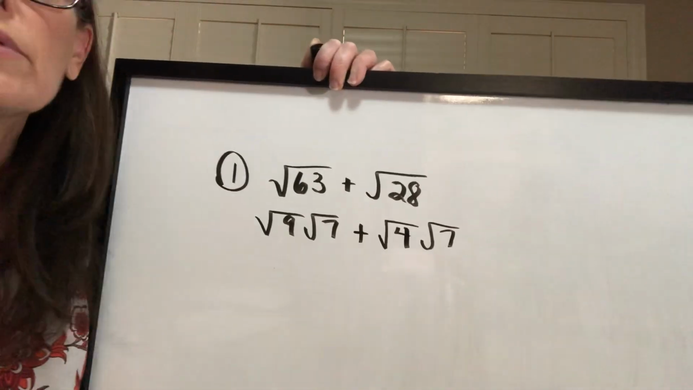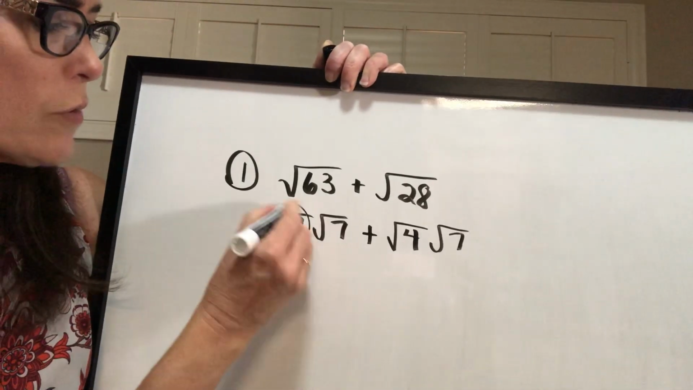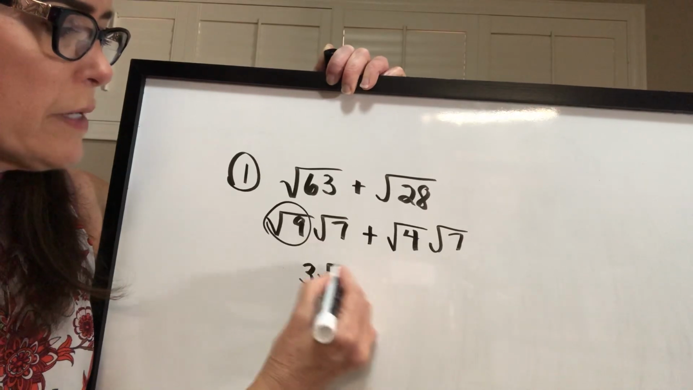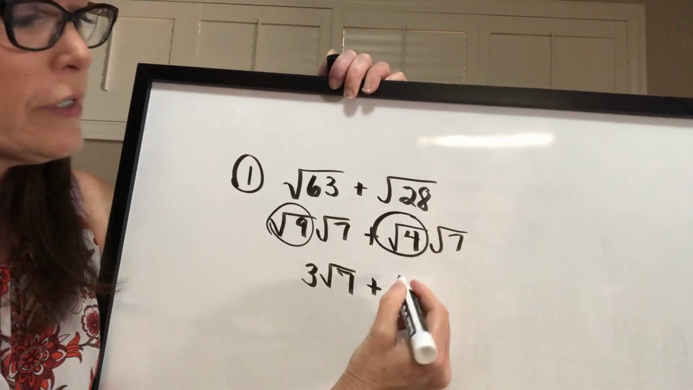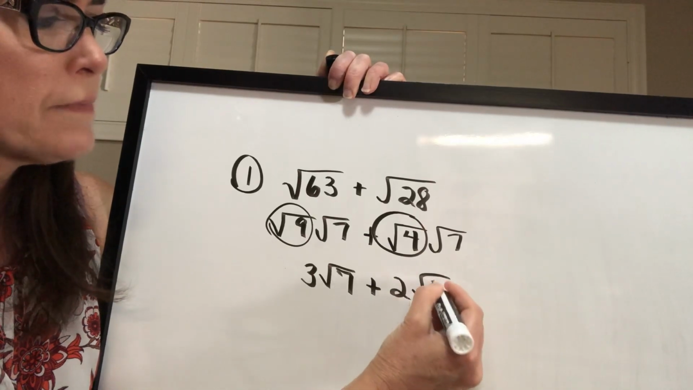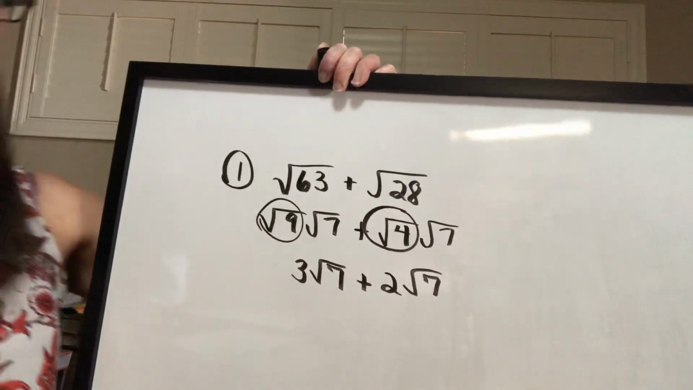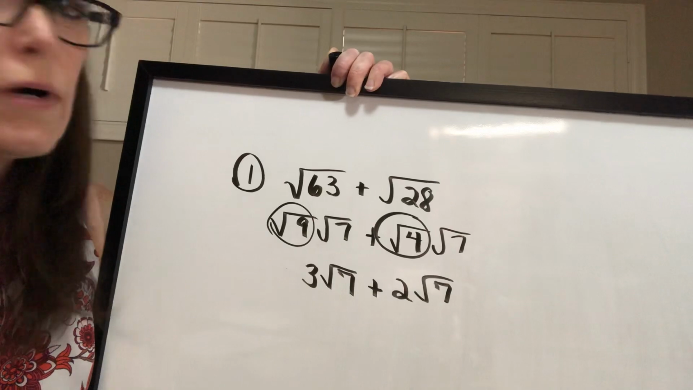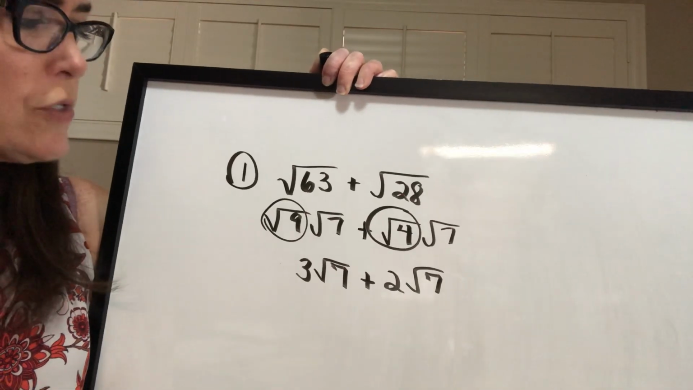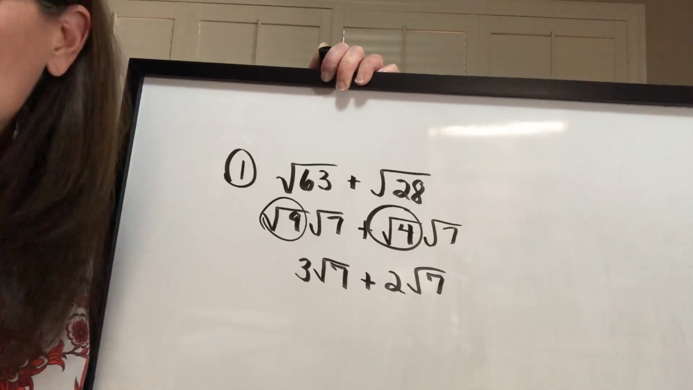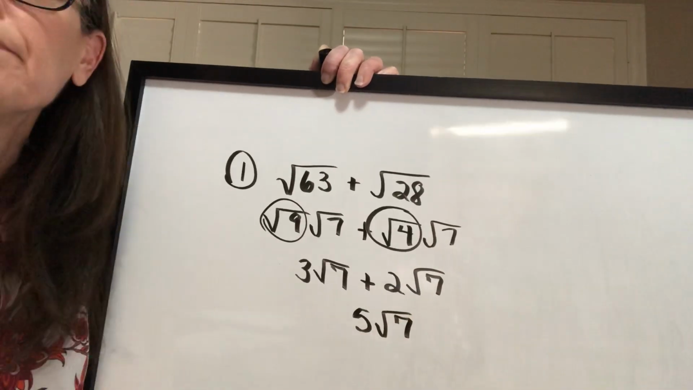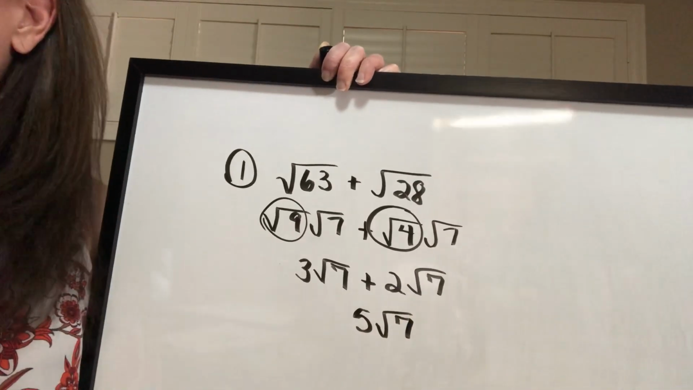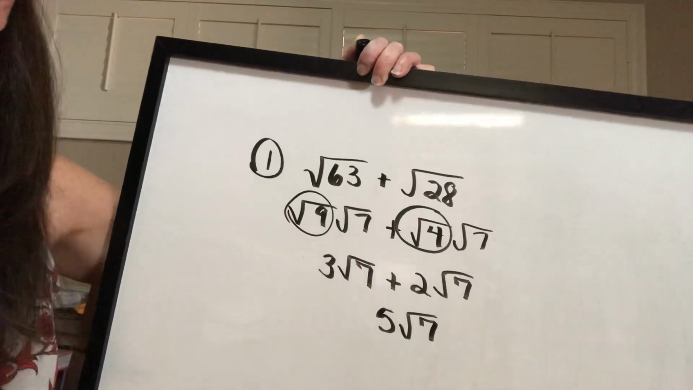And then from there you would simplify the perfect square. So the square root of 9 would be 3, so that would be 3 square root of 7. And over here the 4 is perfect, so that would be 2 square root of 7. Now that they are both square root of 7, you are allowed to add them together. So 3 square root 7 plus 2 square root 7 would be 5 square root 7. So the answer for number 1 is simply 5 square root of 7.